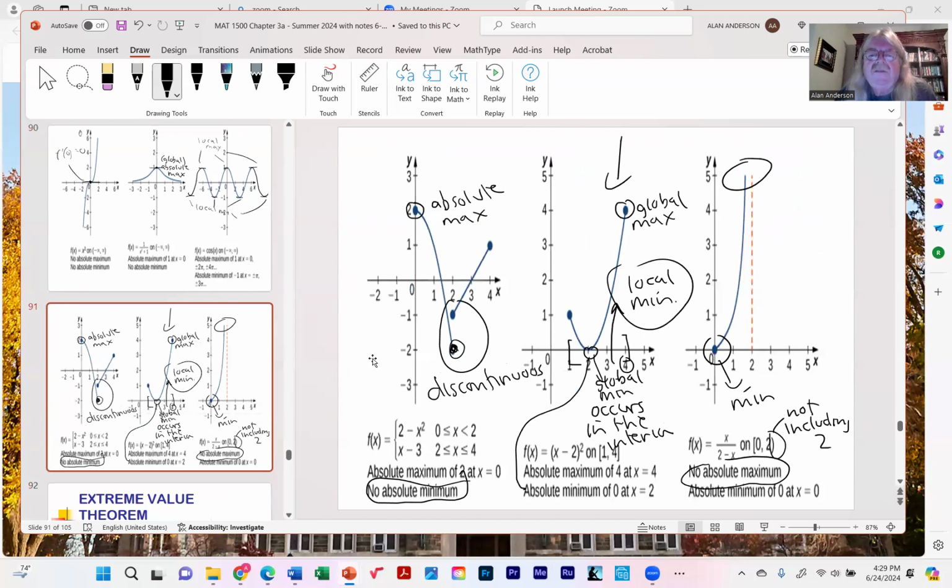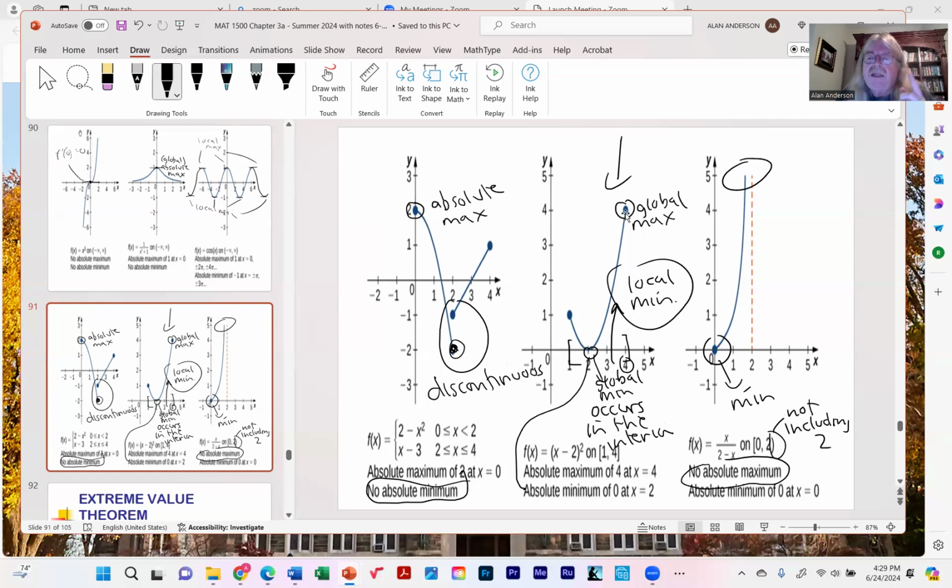Now, let's see, what do we have here? Well, this function on the left is discontinuous. So remember, you've got a discontinuity there, which means the derivative doesn't exist at 2. So while there's an absolute maximum, there's no absolute minimum. Okay. How about this one in the middle? We have a local minimum right here at the bottom of this curve.